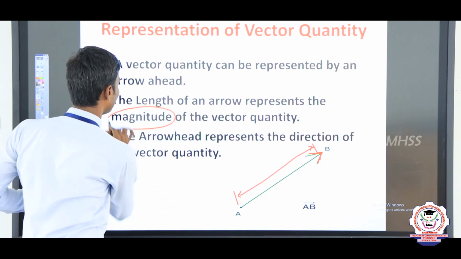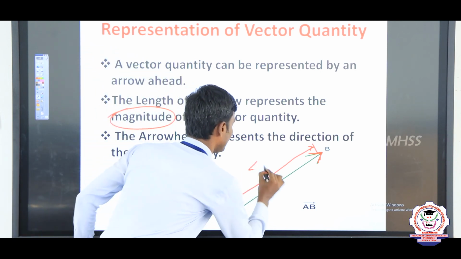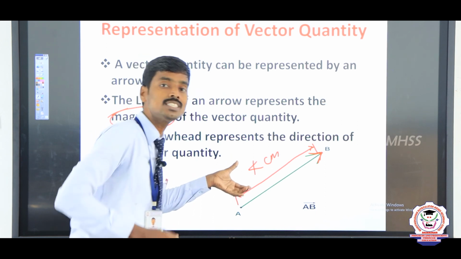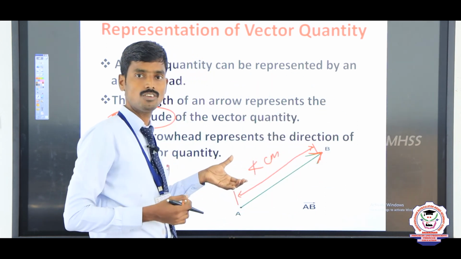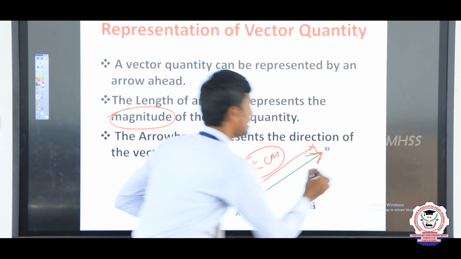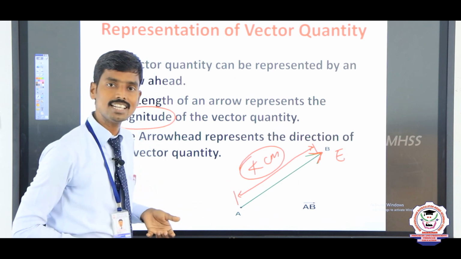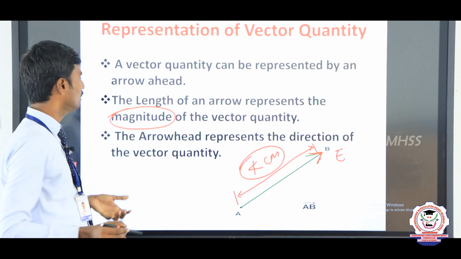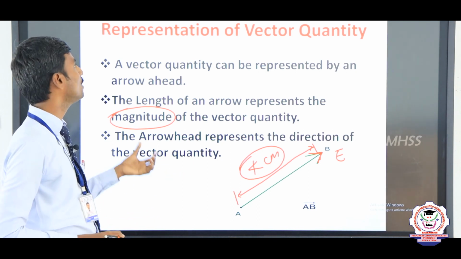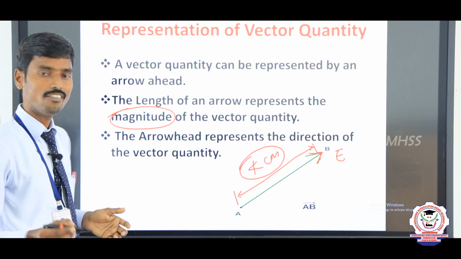How do we understand this? See, 4 centimeters: one object moves 4 centimeters in the east direction. Here 4 centimeters is the magnitude, and east is the direction. So it possesses magnitude as well as direction. The arrow head represents the direction of the vector quantity. This is a simple concept of representation of a vector quantity.